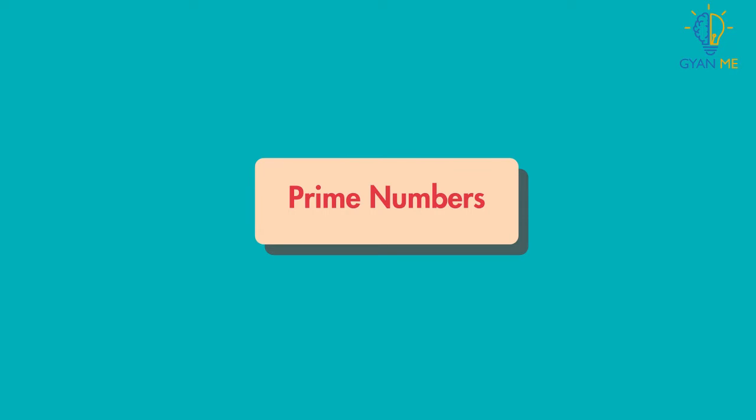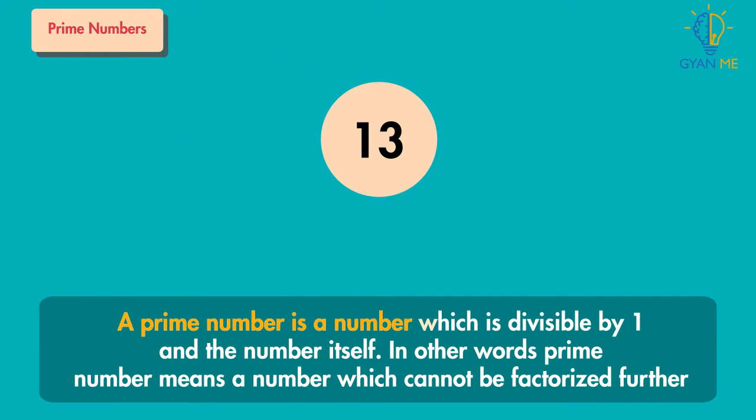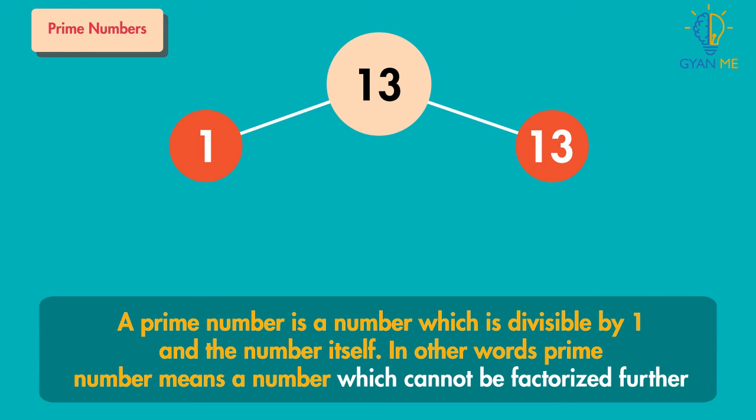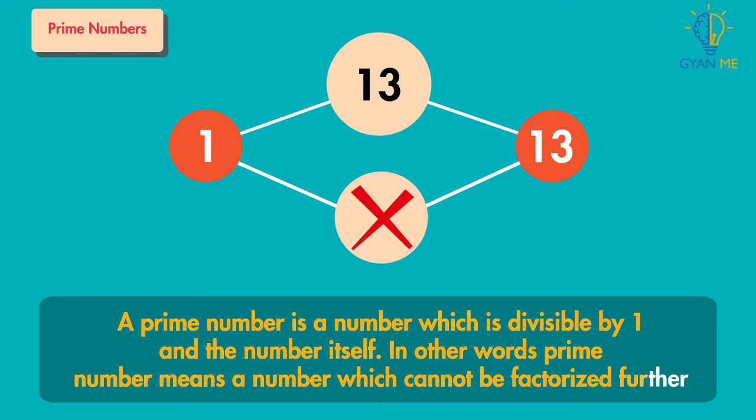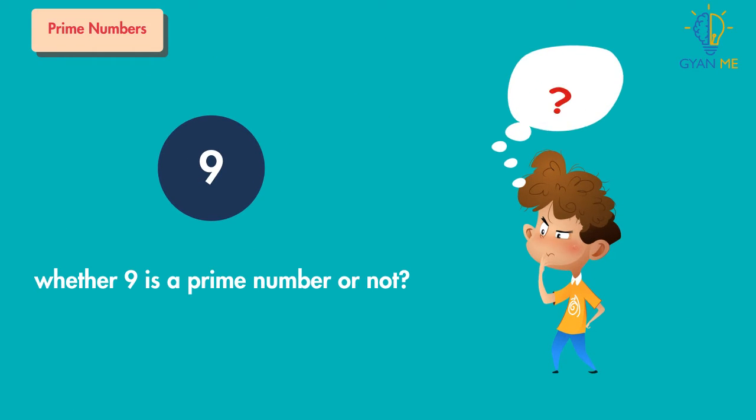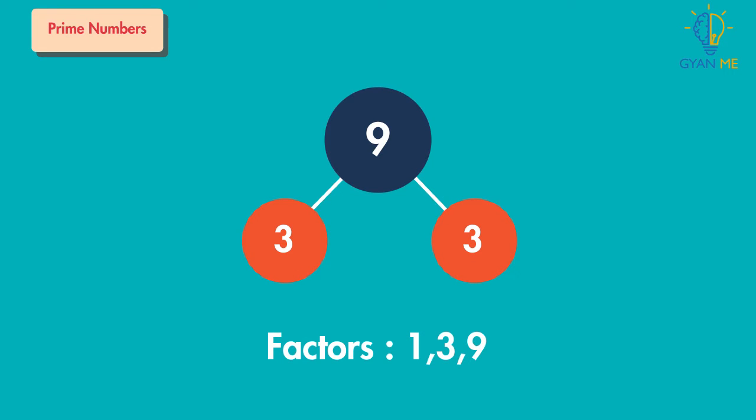Students, let us first revise prime numbers. A prime number is a number which is divisible by 1 and the number itself. In other words, prime number means a number which cannot be factorized further. For example, can you tell whether 9 is a prime number or not? Yes, you are right. It is not a prime number because it can be factorized as 3 into 3. That is, factors other than 1 and the number itself.